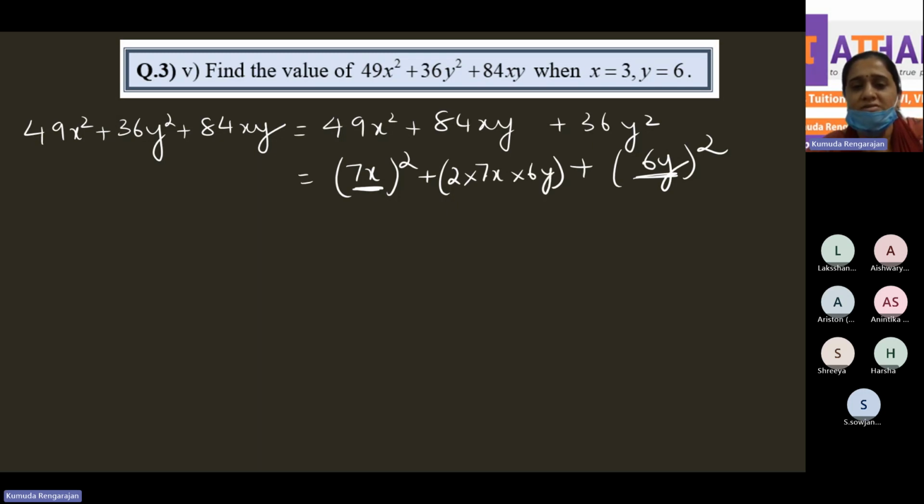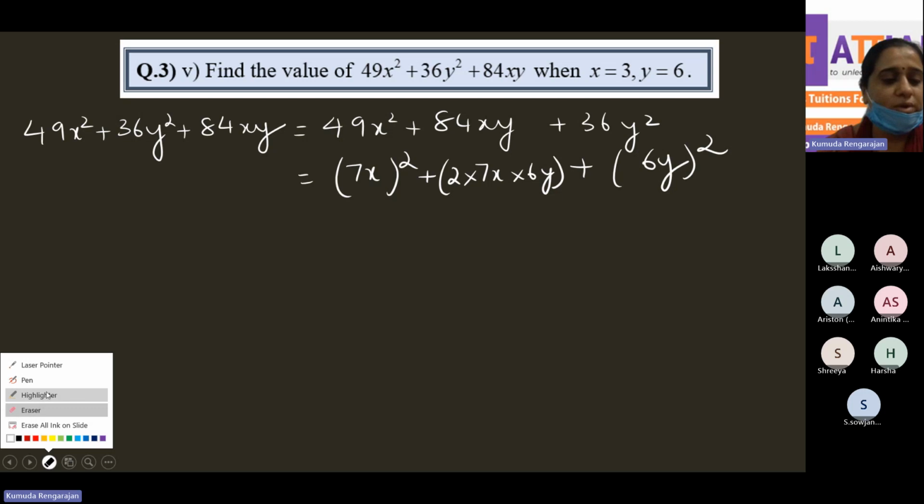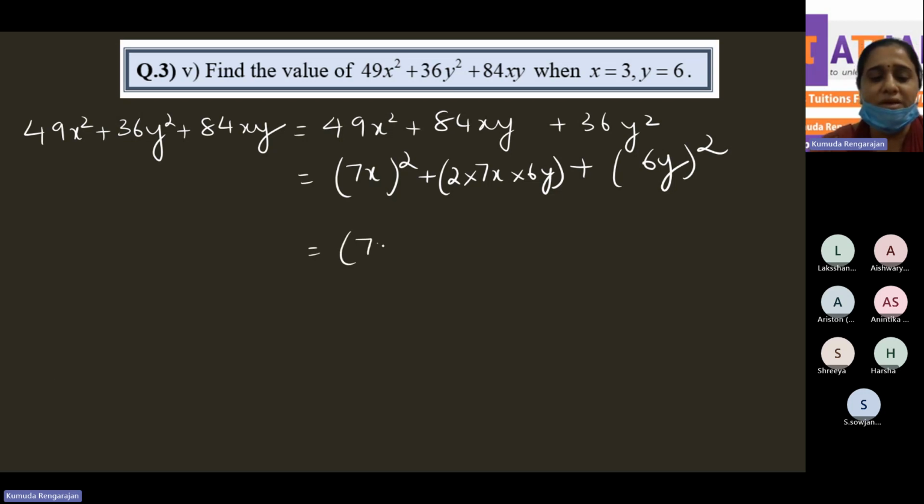Now just check this one. 7 2s are 14, 14 into 6 is 84: 84xy. You have it. When you work on this, you go back to the earlier step. What is 7x the whole square? 49x squared. What is 6y the whole square? 36y squared. And you multiply this, you will get 84xy. So the given expression is of the form a squared plus 2ab plus b squared, which can be written as a plus b the whole square.